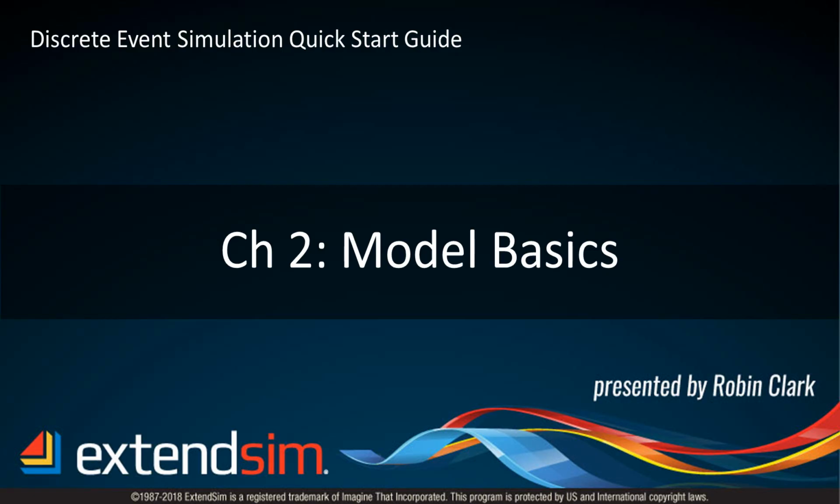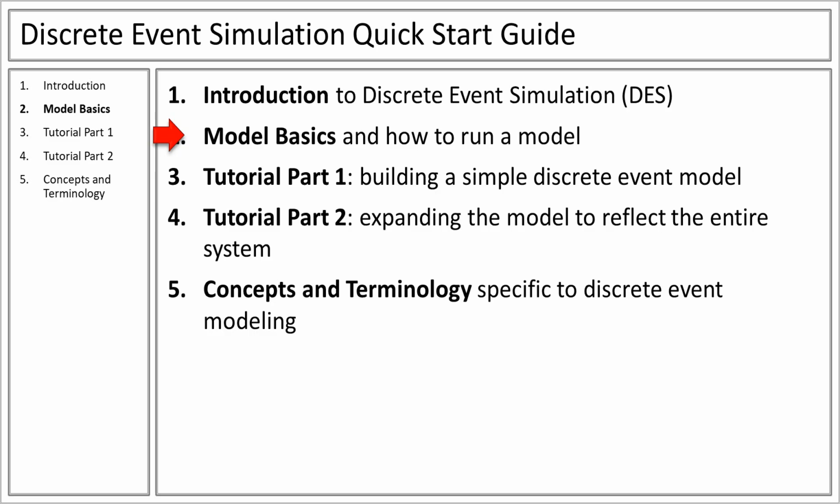My name is Robin Clark, and this is Chapter 2 of the Quick Start Guide series for ExtendSim. This guide has been broken down into 5 chapters. This video is on Chapter 2. We will learn the basics of how to run a model, and we will discuss the components of a model.